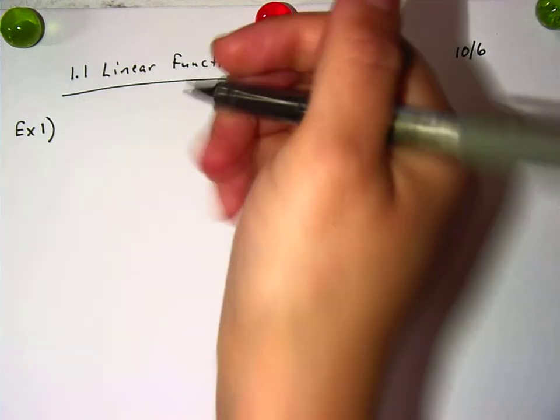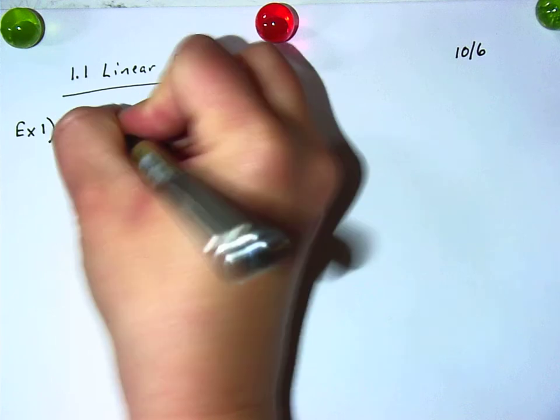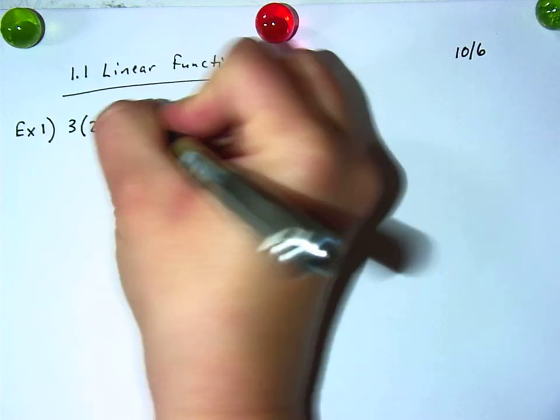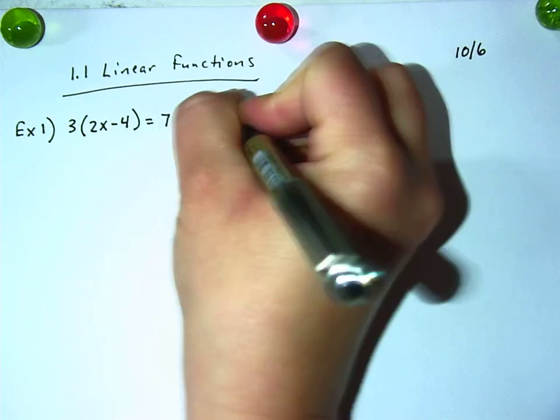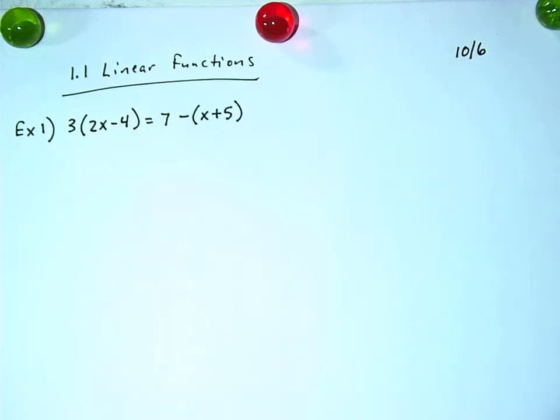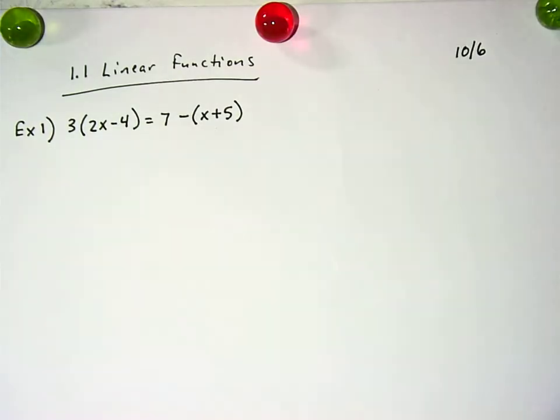So, example 1, you can try with me. Or better yet, pause the video and try on your own. Give it a shot. Distribute. Remember to distribute that negative too and solve for x. So it's just kind of a light review of stuff to get you warmed up in this chapter.